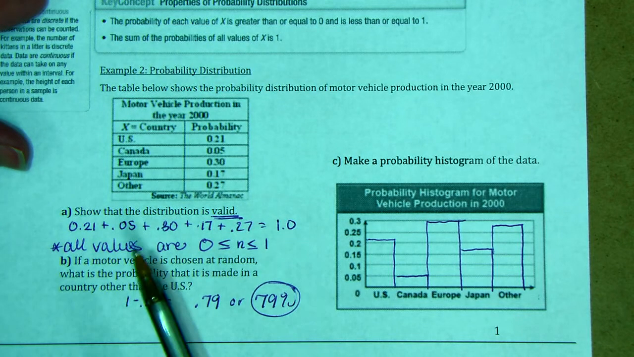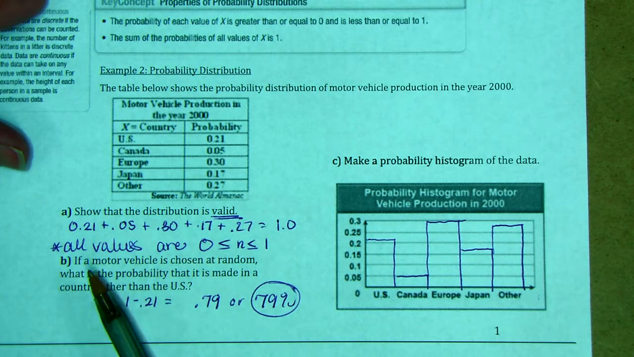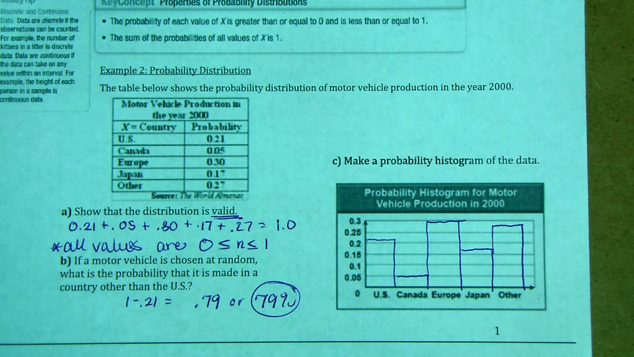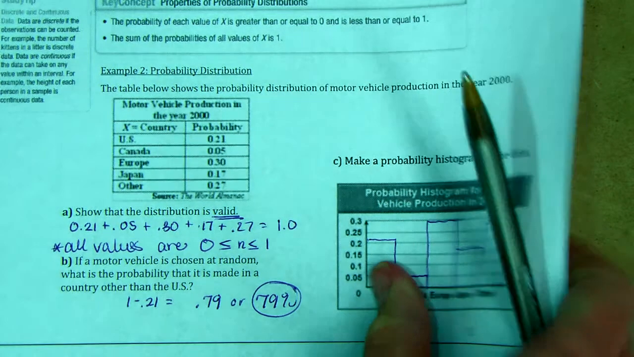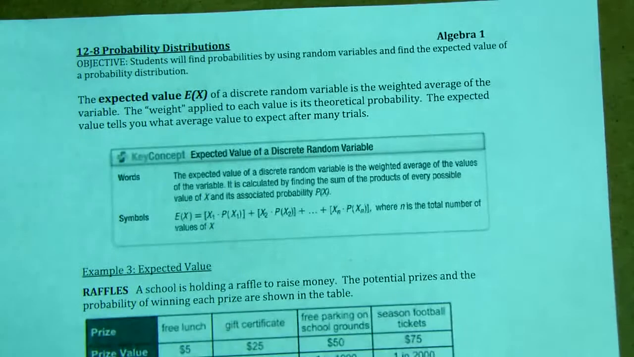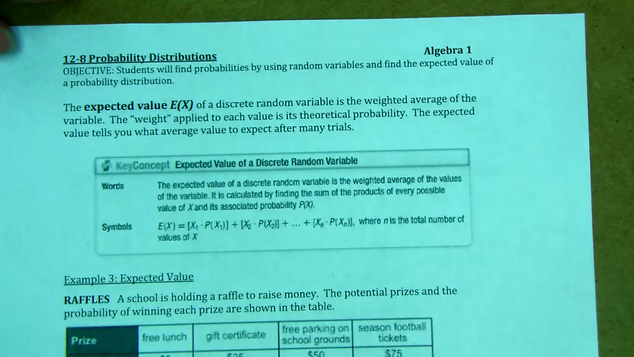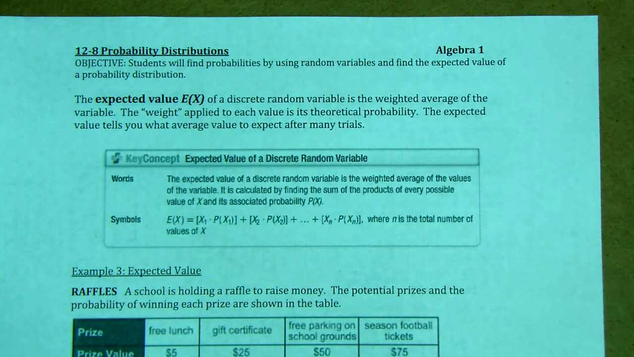And there you go. But here's where I thought it gets a little bit tricky. The expected value of a discrete random sample is a weighted average of the variable. It tells you what average value to expect after a certain number of trials. Let me show you how that's done.